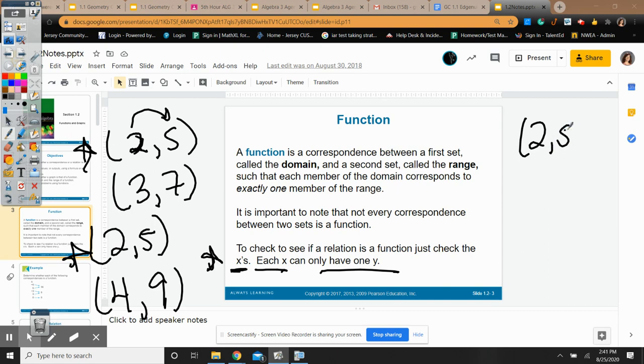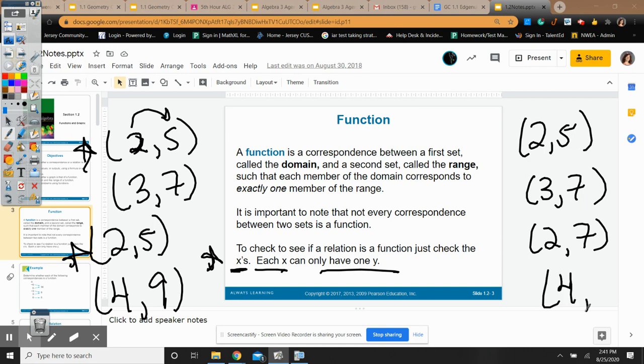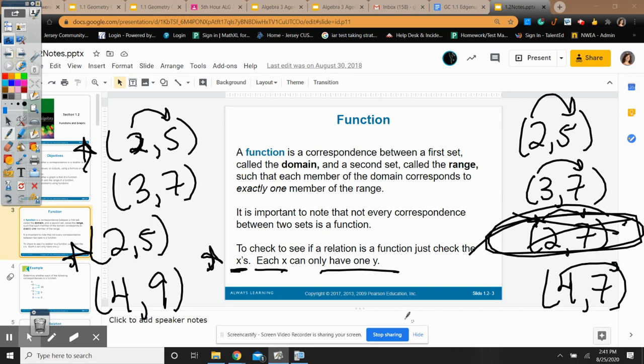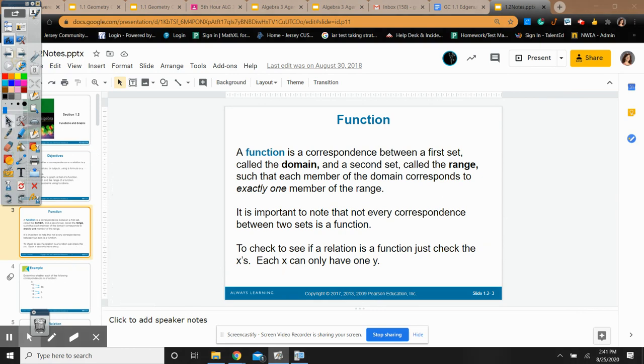Now, if it was (2, 5), (3, 7), (2, 7), (4, 7), this is not a function. The 2 goes to the 5. That's fine. The 3 goes to the 7. Here's the 2 again. We already said the 2 has to go to a 5, and now it goes to a 7. That's not okay. This 4 goes to the 7 is fine, but this is what's not okay because the x of 2 has 2 different y's. So each x has one y.